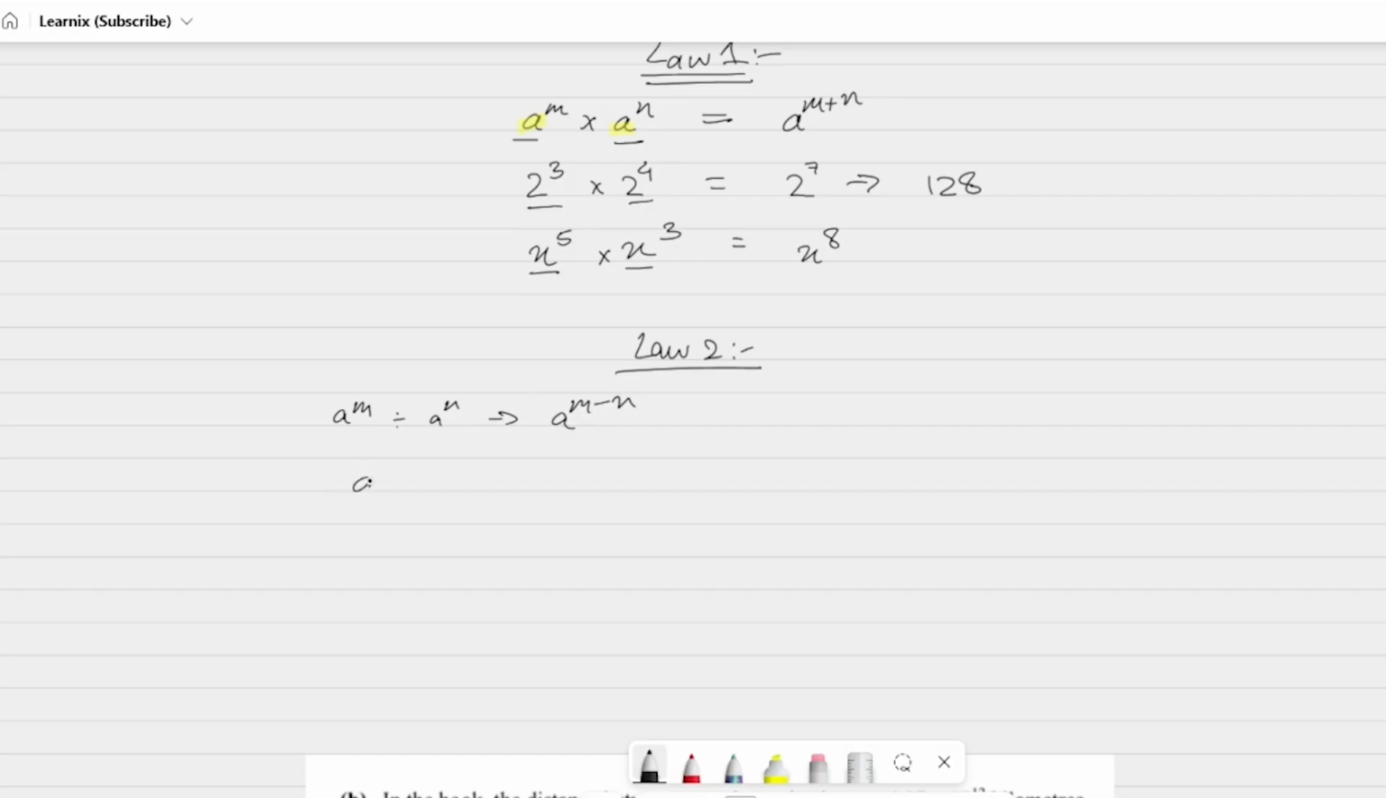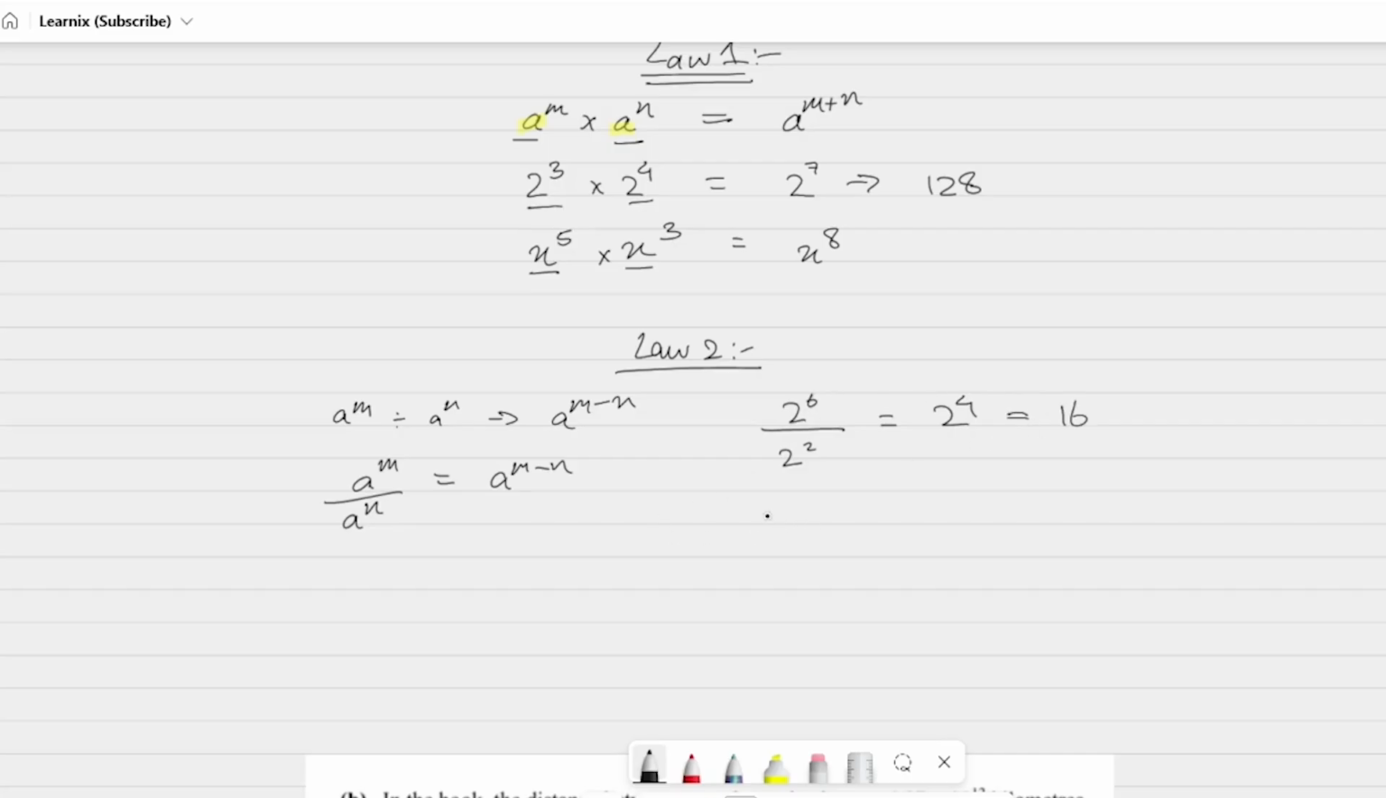Another way of writing this would be a to the power of m over a to the power of n equals a to the power of m minus n. Now again we're going to go with some real examples, such as 2 to the power of 6 divided by 2 to the power of 2. This is going to equal 2, same base. What's 6 minus 2? That's 4. So what's 2 to the power of 4? 2 to the power of 4 is 16.